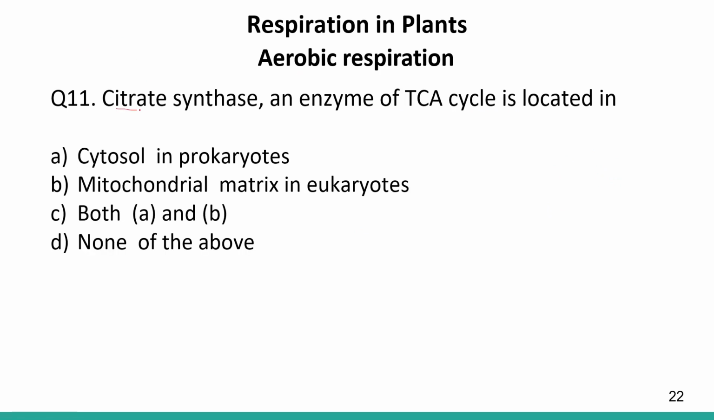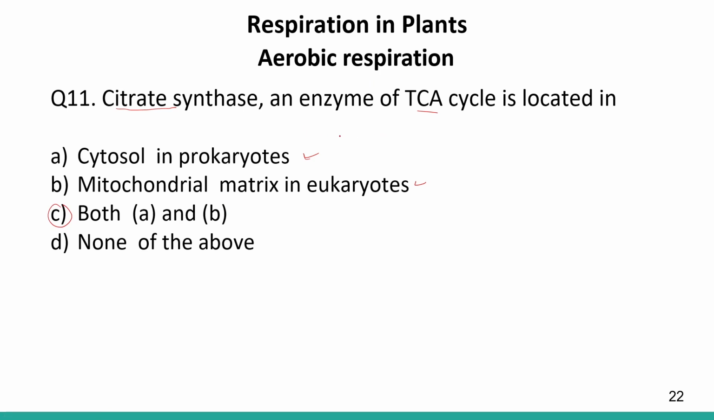The next question is, citrate synthase, an enzyme of the TCA cycle, is located in. Okay, options: cytosol in prokaryotes. This is true. Second option is mitochondrial matrix in eukaryotes. This is also true. So what should be the answer? Answer should be option C.